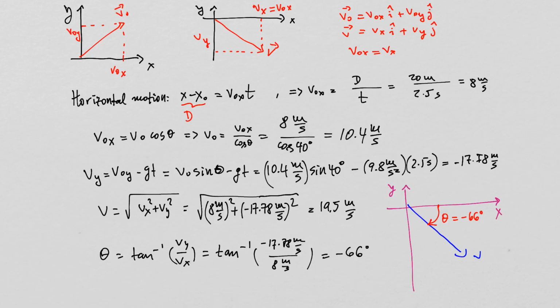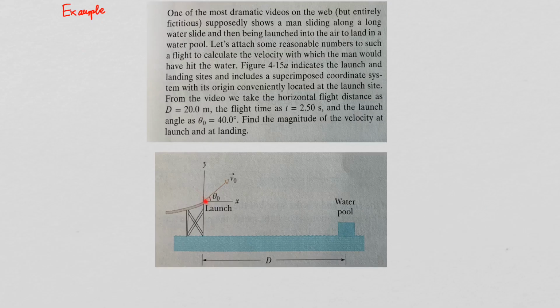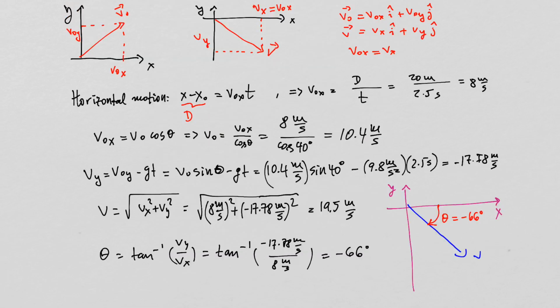So here notice that the two vectors, the initial and the final, do not have the same magnitude. The initial vector has a magnitude of 10.4 meters per second, and the final 19.5 meters per second. The reason for that is because the launch point of this projectile motion is not at the same level as the landing point. Because of the difference of levels, the two velocities are different in magnitude.